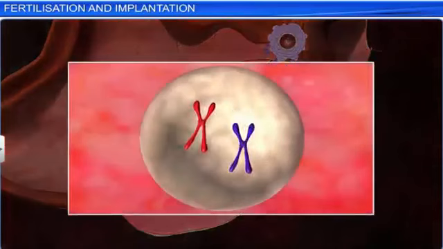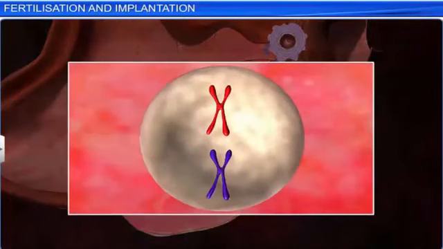Upon its release, the ovum begins to undergo the second meiotic division. However, the division does not go beyond the first phase.